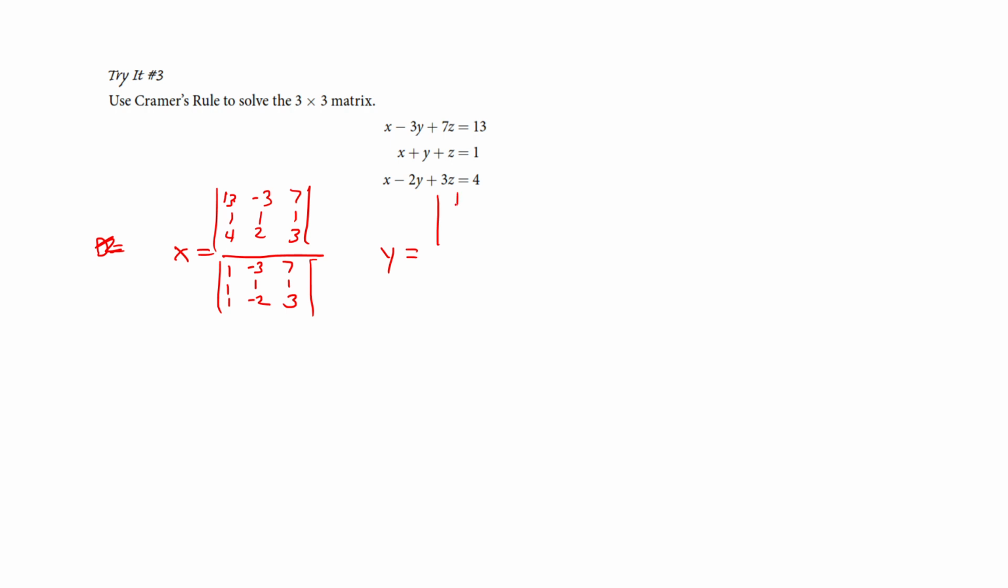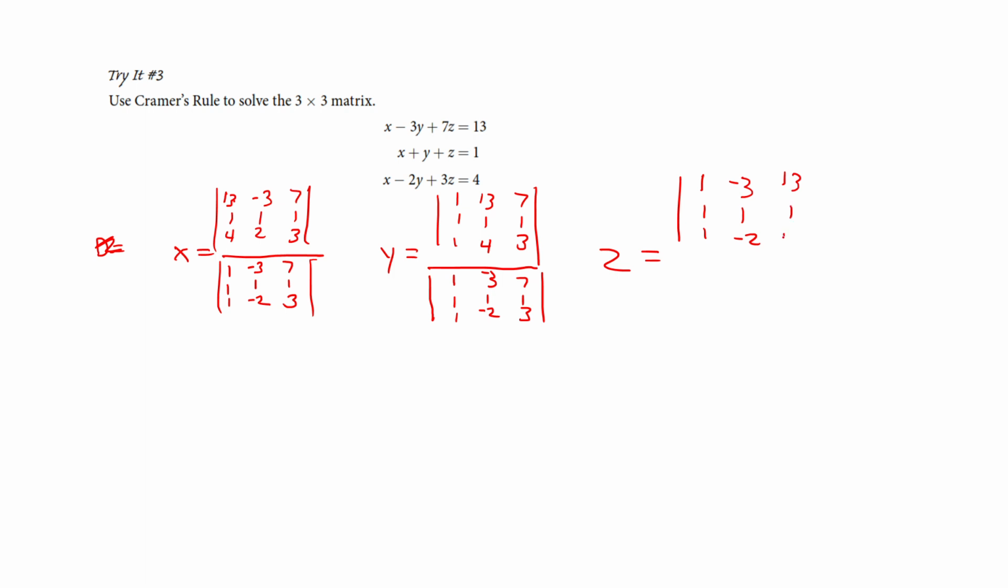Okay, so and then finally z would be okay, so there's our determinants.